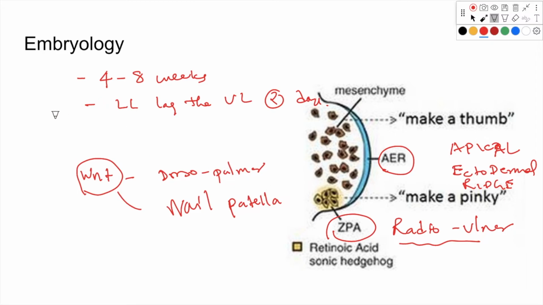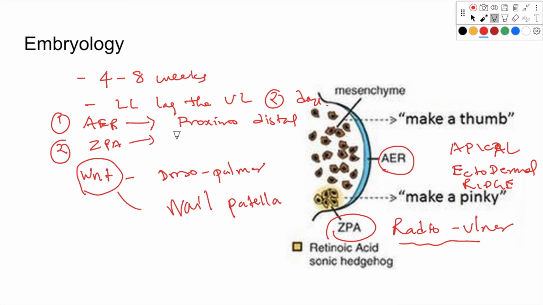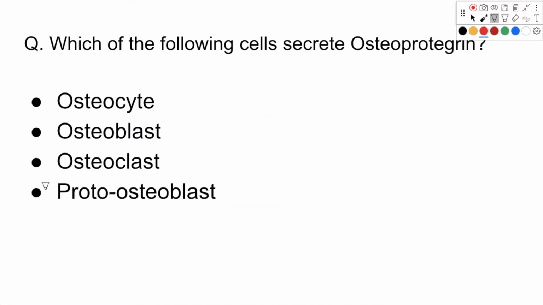So the three components of the growing bud which can be affected are the apical ectodermal ridge, which is responsible for proximal distal, for the length of the limb. The second one that can be affected is called ZPA, or zone of polarizing activity, which is responsible for radio-ulnar or mediolateral differentiation. And the third thing that can be affected is called the WNT or dorsopalmar differentiation, which is responsible for nail patella syndrome.